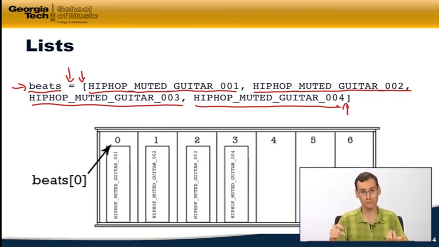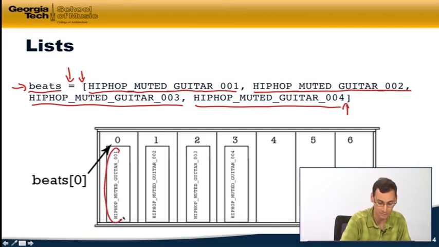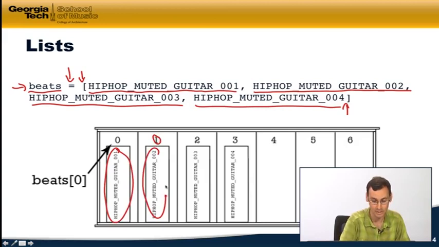And in computer science, we often, for all kinds of reasons, like to start numbering things at 0 instead of 1. So slot 0 has hip-hop muted guitar 1. Slot 1 has the next sound. Slot 2 has the next sound. And slot 3 has the next sound.